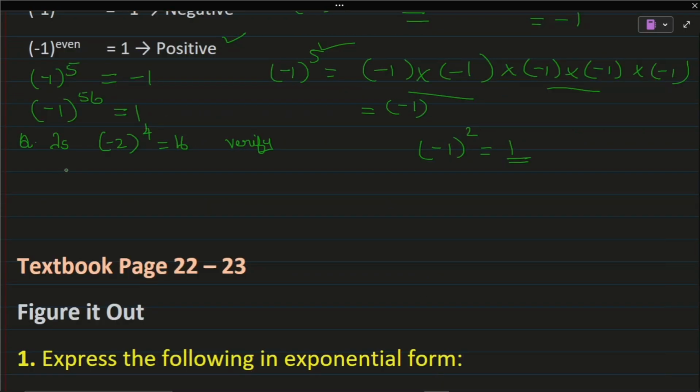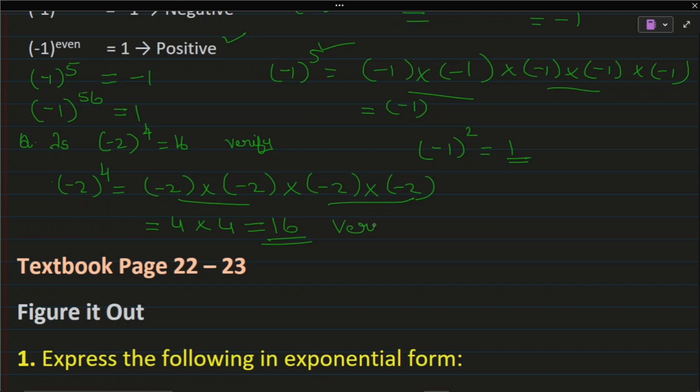Next question, is minus 2 raised to 4 is 16? Verify. Here you can find the answer, that is minus 2 raised to 4. The meaning is minus 2 will repeat 4 times. So minus 2 into minus 2 multiplied with minus 2 into minus 2. Here minus 2 into minus 2, that is 4. Again minus 2 into minus 2, that also 4. 4 into 4, 16. So answer is verified.